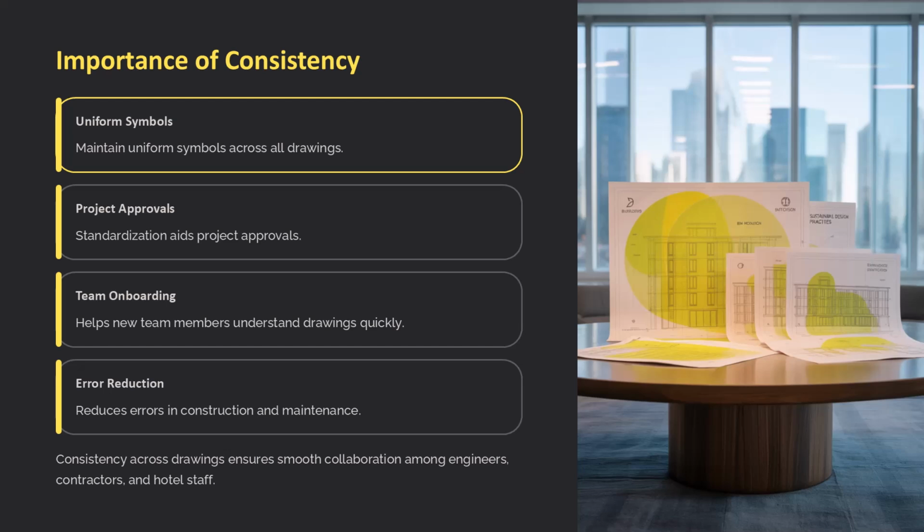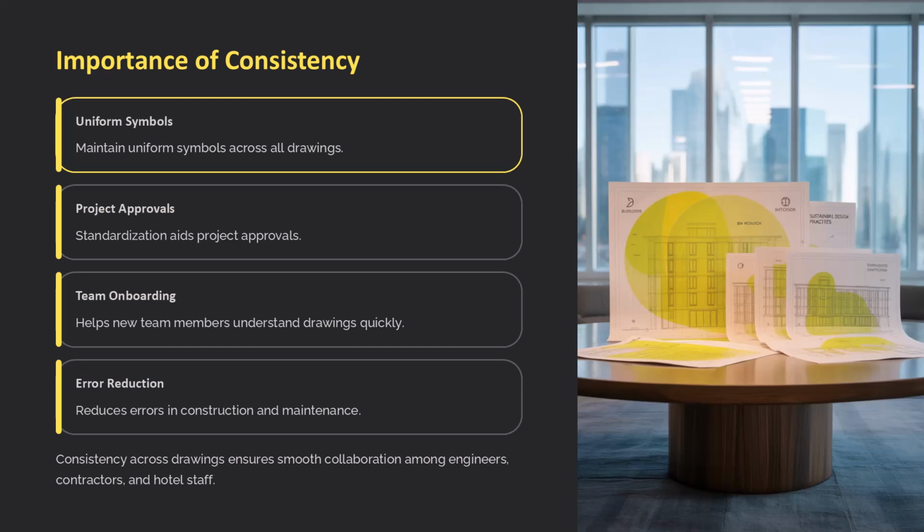Consistency reduces errors both during construction and in later maintenance. Without it, miscommunication and mistakes are inevitable. For hotels, where multiple teams may work together, consistent use of symbols creates harmony. It also simplifies training and documentation processes. Uniformity ensures that systems are easy to manage even years later.